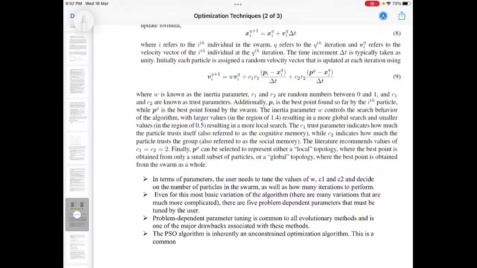Problem dependent parameter tuning is common to all evolutionary methods, and this is one of the major drawbacks associated with these methods. As you can see, you can change the value of parameters, say P1, P2, etc.